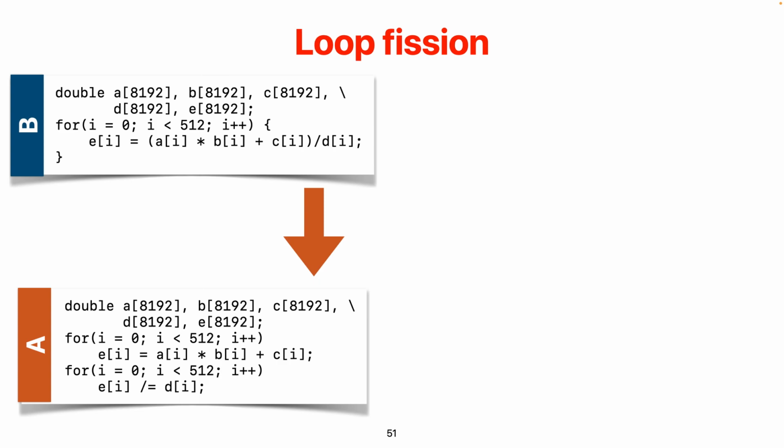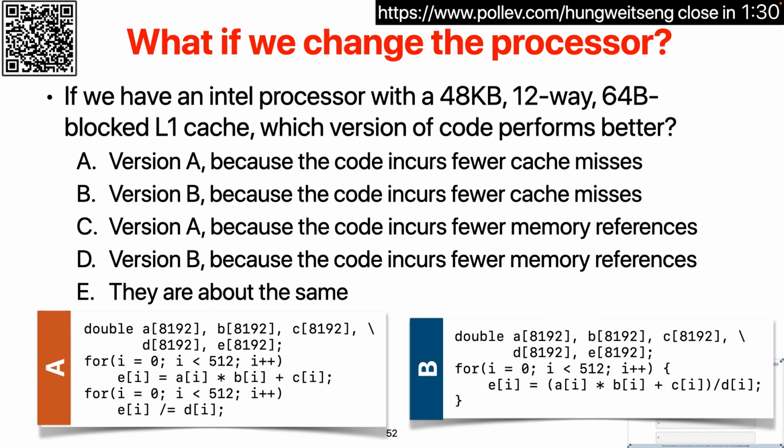Okay, so now, another type. The left-hand side is the code after loop fission, and the right-hand side is the code before loop fission. If today you have an Intel processor, which one would be better?